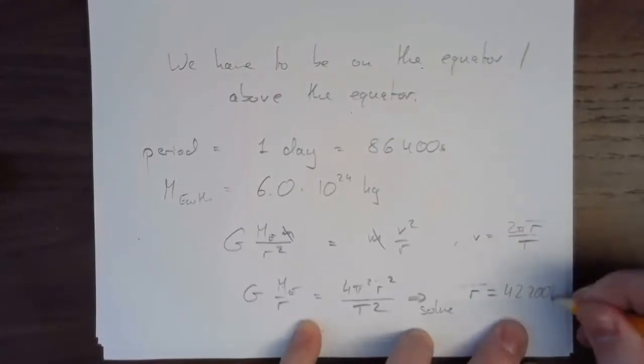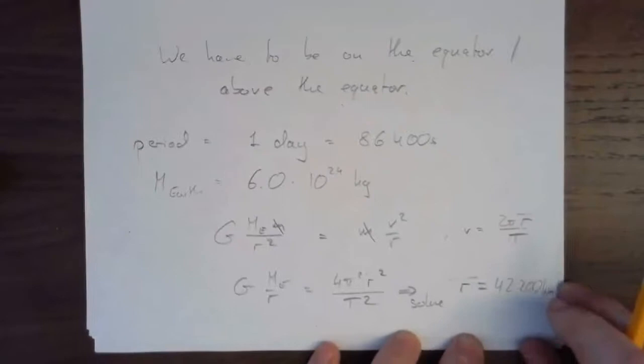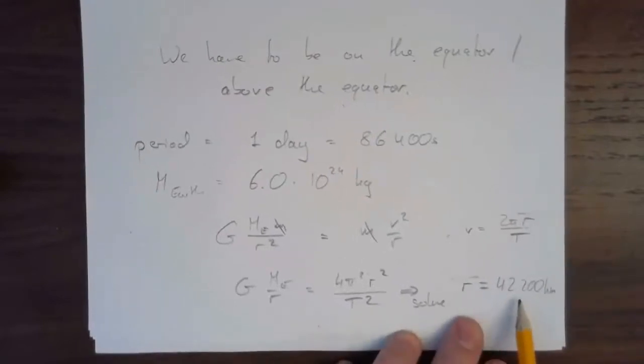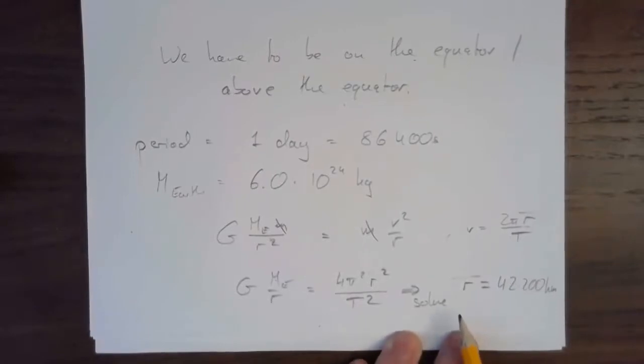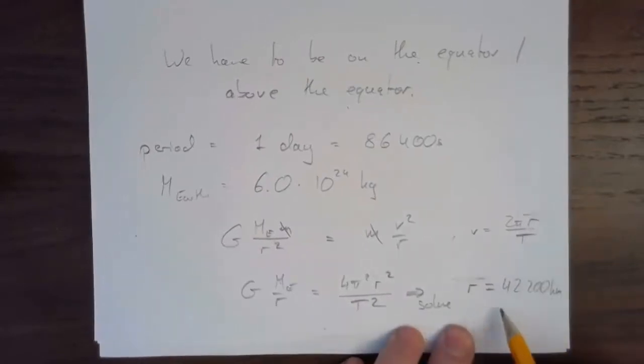42,200 kilometers. Of course, the answer is going to be in meters, right? So 42,200 kilometers, but the Earth is 6,400 kilometers in radius.